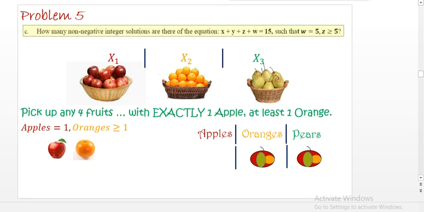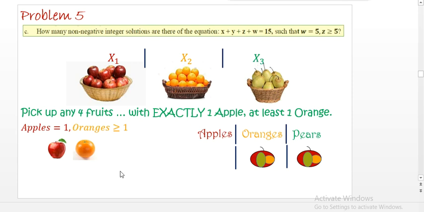So next, move to part C. Now things have become easy. x + y + z + w = 15, such that w = 5 and z ≥ 5. Again, we go back to our fruit example. Apples are x1, oranges are x2, pears are x3.